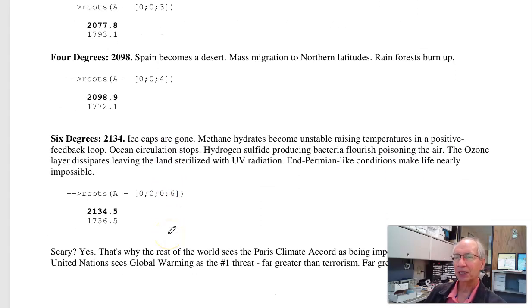6 degrees is basically end-Permian-like conditions, really bad. That's part of the reason that climatologists are really worried about what they're seeing. It's not just one data set. CO2 levels, temperatures, ice levels, all the data is pointing to the same answer. We've got a cliff coming.